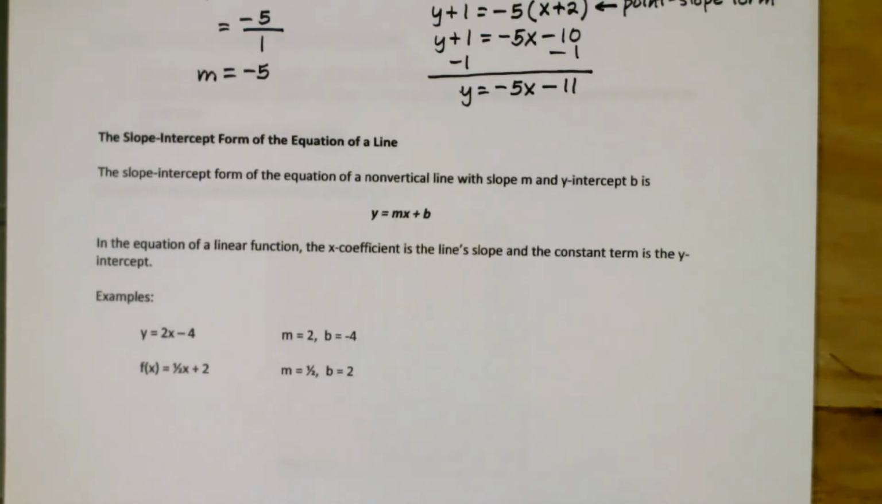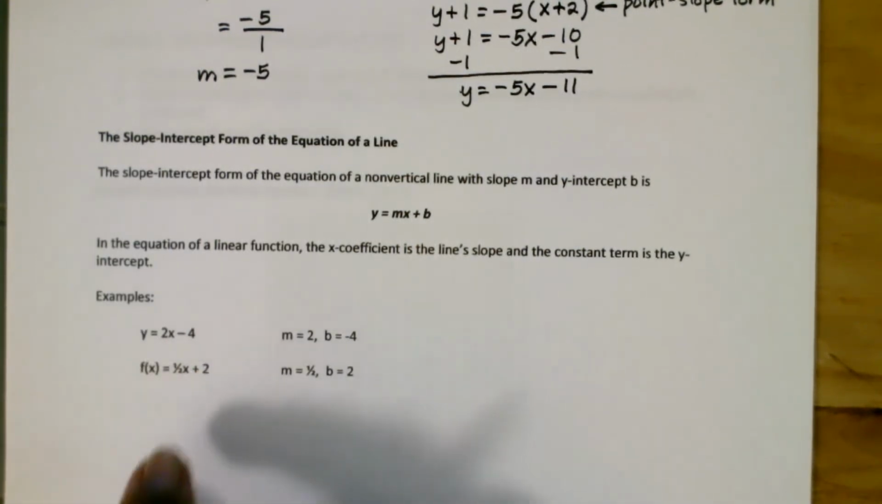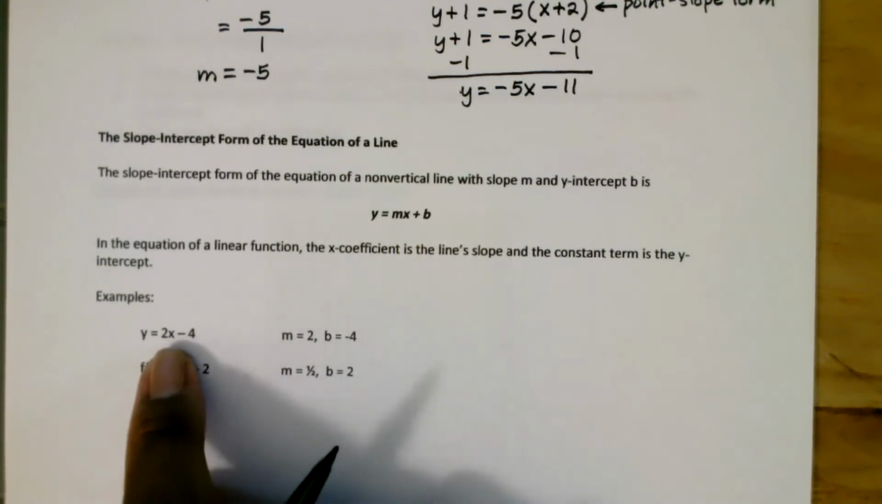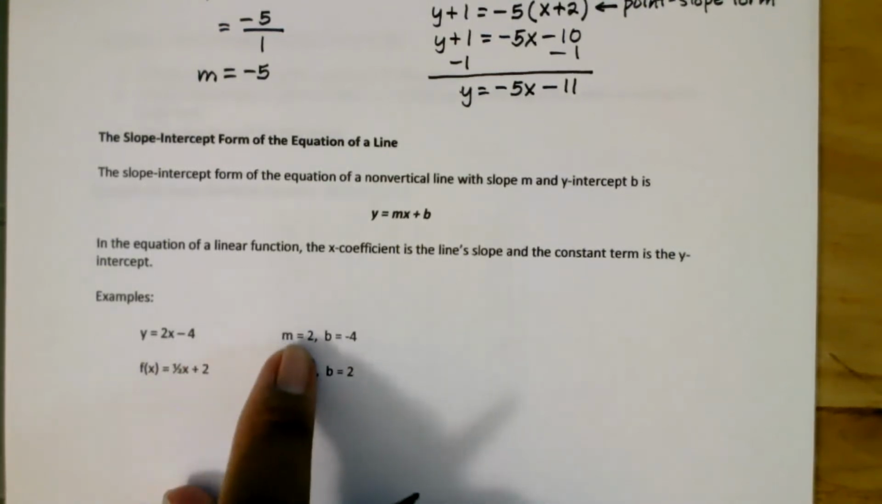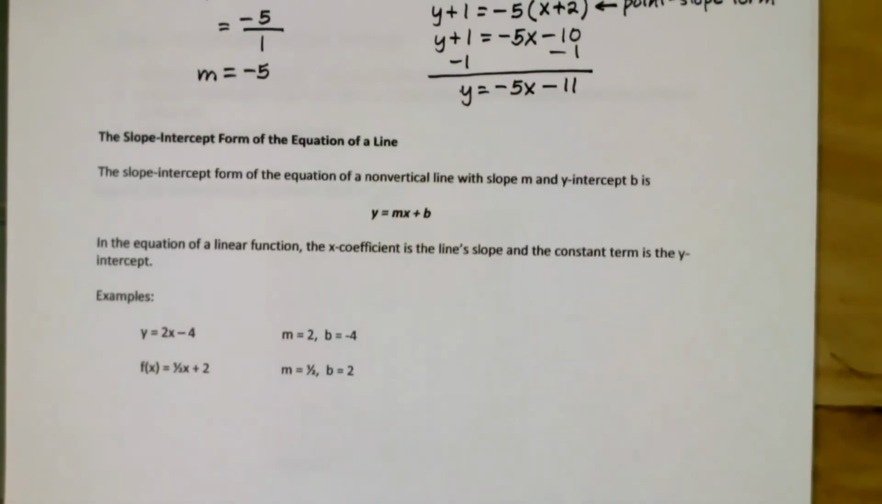Okay, so in the equation of a linear function, the x coefficient is the line slope and the constant term is the y-intercept. So a couple of examples are like this: y equals 2x minus 4. So here, the 2 in front of the x, that is your slope. This minus 4 represents your y-intercept.